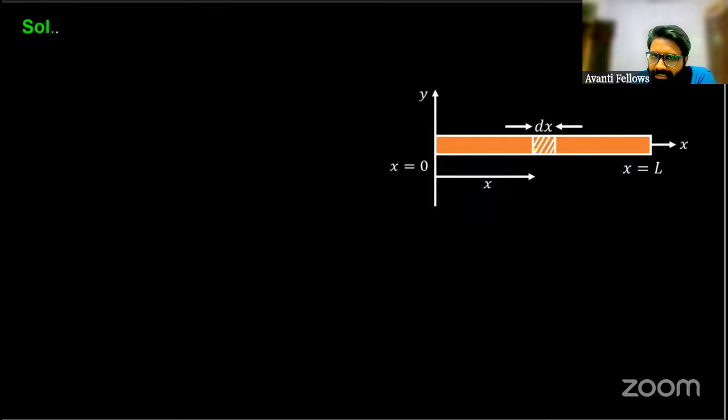So first of all, we consider a very small section of this rod of dx length. तो अगर लेंथ बहुत कम है तो इस पे डिस्ट्रीब्यूटेड मास भी बहुत कम होगा, dm मास.